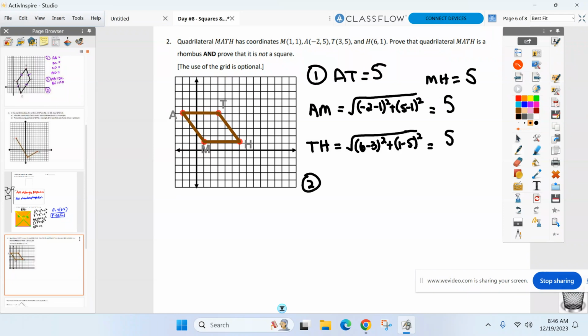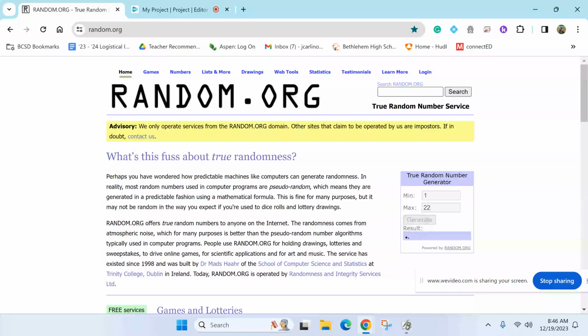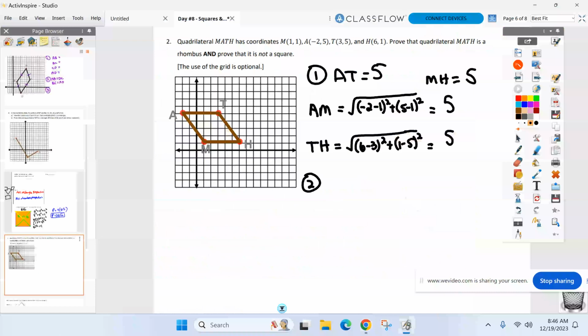Step 2, what did you just learn from step 1? And it's a rhombus. We're not there yet. What did you just learn from step 1 that we're going to write down in step 2? Dylan, what did you learn? All the side lengths are equal. Okay, so show me that. AT congruent to MH, congruent to AM, congruent to TH. You can put them all in one line since they're equal to each other. And then tell me why. How do you know they're all congruent?